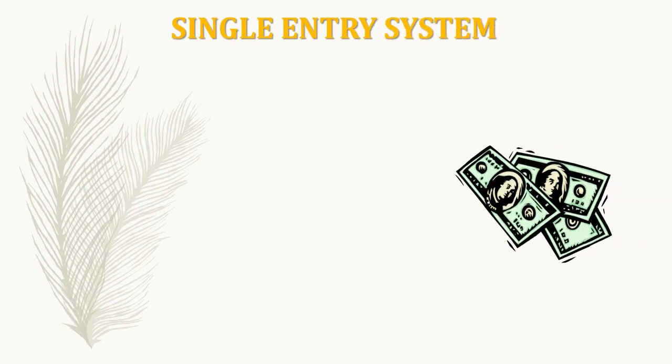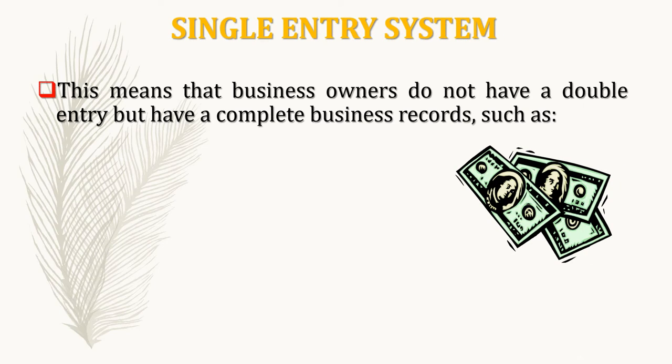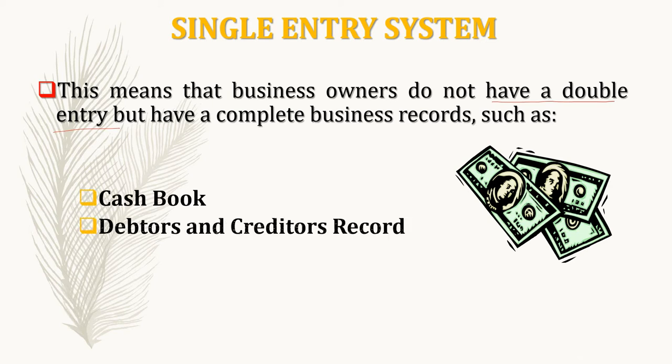As for single entry system, the business owners do have a complete business record, but it does not have a double entry system. So the record that they have is the cash book, the debtors and creditors record, and also the asset and liabilities.